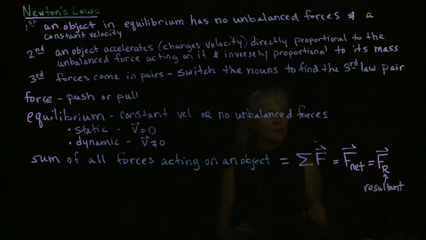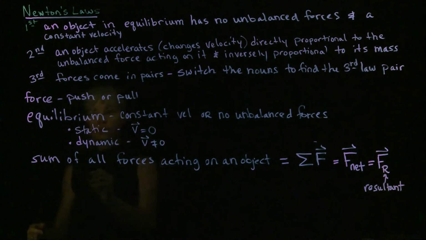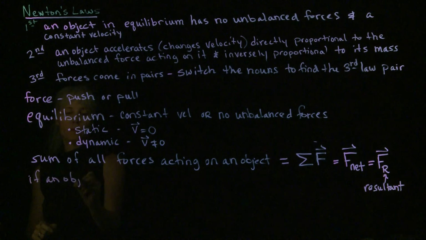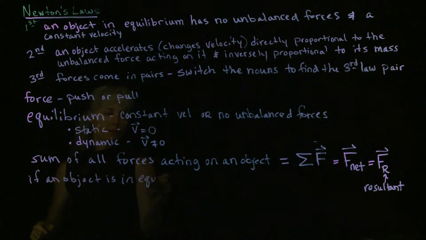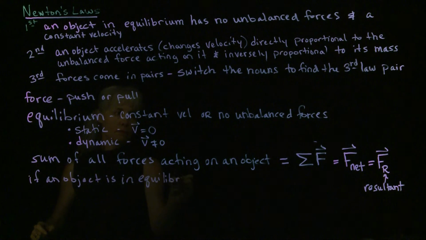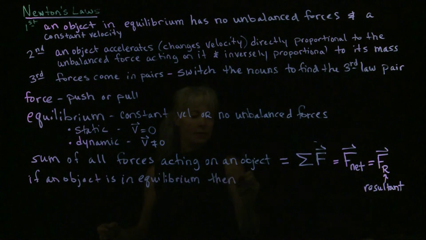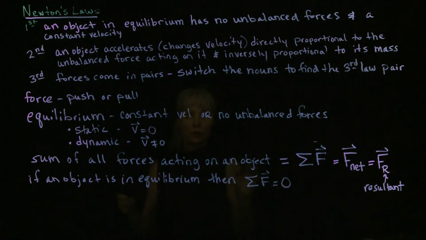Okay, so again, that's what's left when you add them all together. If we are within the first law, so if an object is in equilibrium, then the sum of the forces acting on that object has to be equal to 0. In other words, there are no unbalanced forces.